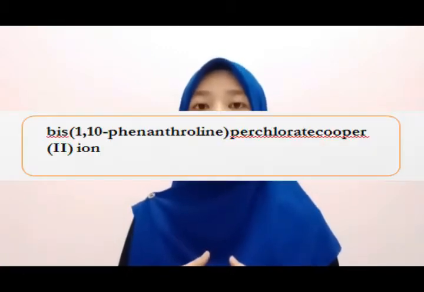So today our group will talk about the complex that we have chosen for our assignment. After the reaction between the copper perchlorate with the phenanthroline in the acetone, the complex that has formed is bisphenanthroline perchlorate copper 2 ion. The complex consists of a combination of 1 copper 2 cation, 2 molecules of phenanthroline and 1 perchlorate anion.